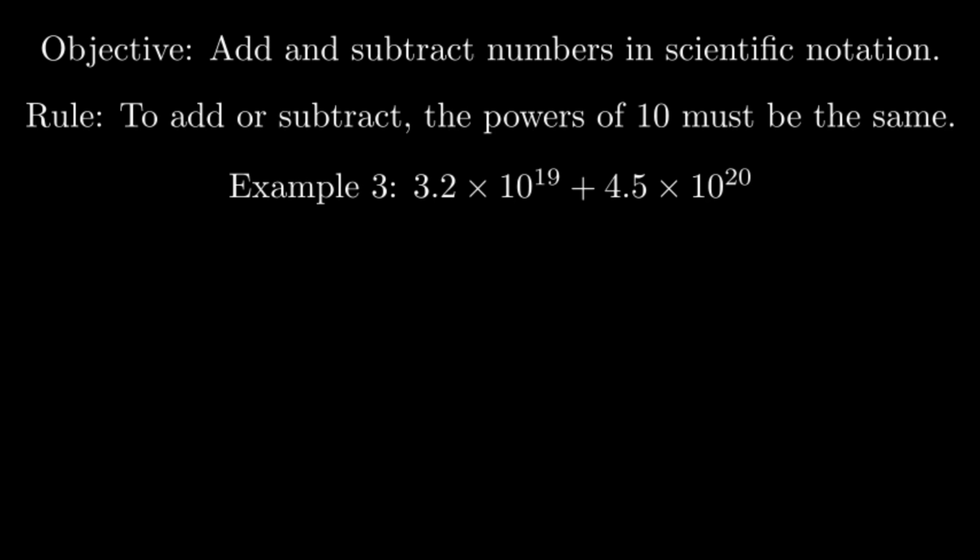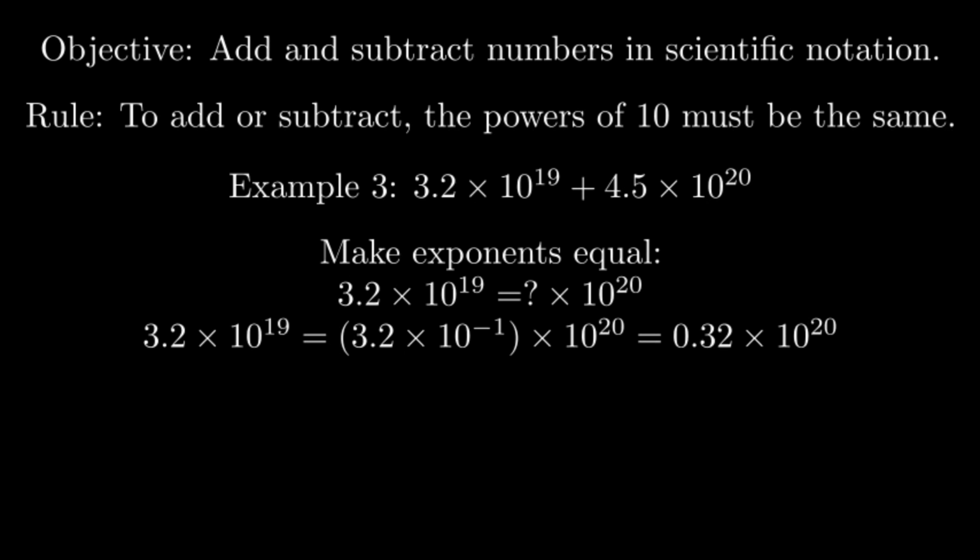Notice the exponents are different, 19 and 20. We need to make them the same. It's usually easiest to convert the smaller power to match the larger one. We want to rewrite 3.2 times 10 to the 19th as something times 10 to the 20th. To go from 10 to the 19th to 10 to the 20th, we multiply by 10. To keep the number's value the same, we must also divide the coefficient by 10. So 3.2 becomes 0.32. This gives us 0.32 times 10 to the 20th.